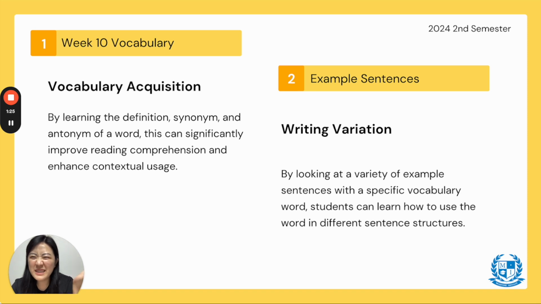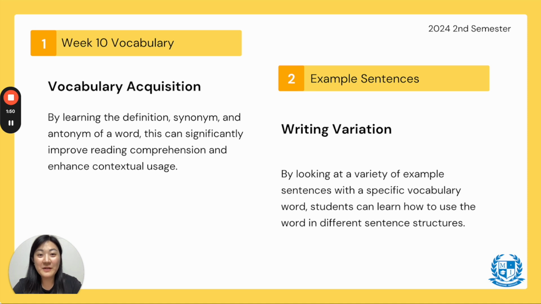But why are we doing this, Miss Kimberly? 1, week 10 vocabulary review is to help with your vocabulary acquisition. We're putting more words into our brain. By learning the definition, synonym, and antonym of a word, this can significantly improve your reading comprehension and enhance your contextual usage, meaning you'll be able to understand the book better.